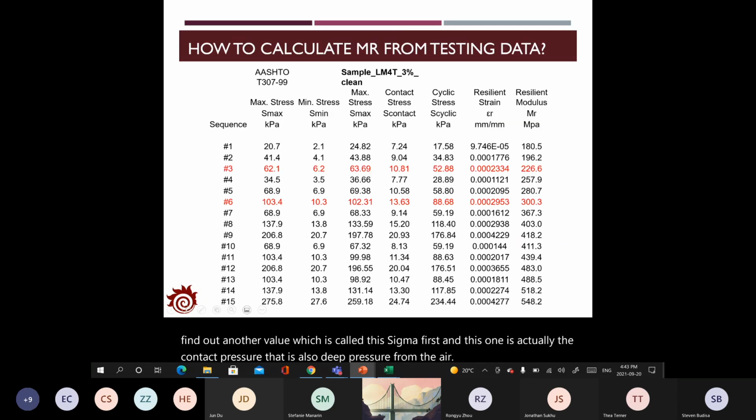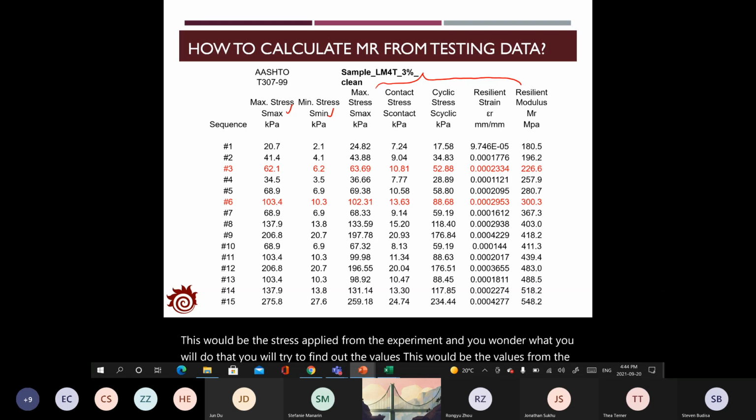And this table actually shows the process data from the experiment. In the experiment, you will conduct a sequence of load applications, and for each sequence, you will find out the maximum stress and minimum stress, and also the stress applied from the experiment. And what you will do is try to find out the values. These are the values from the data you're going to collect from the machine.